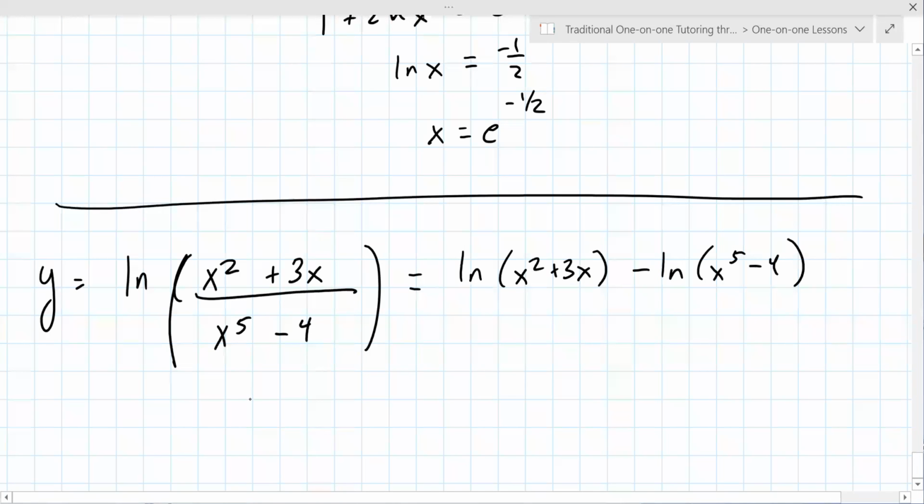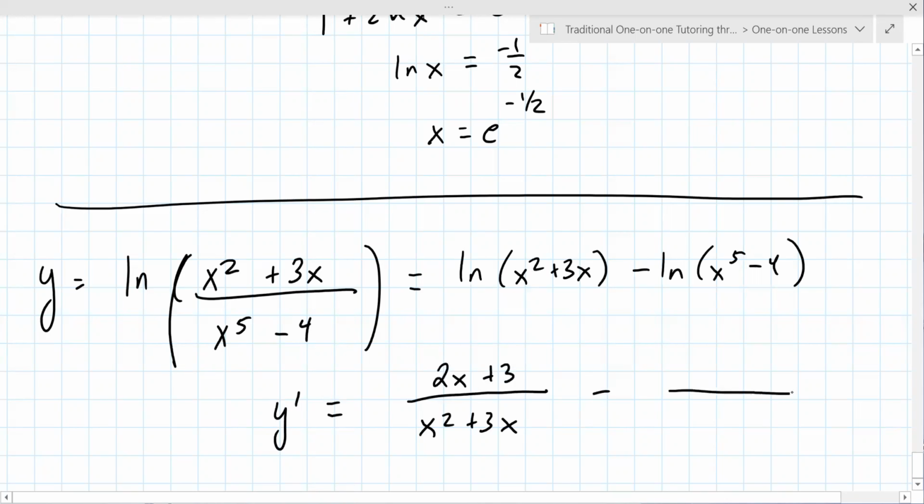And then the derivative is 1 over itself, and then you take the derivative, so 2x plus 3 over itself, minus 5x to the 4th over itself on the bottom. So this is one type of logarithmic differentiation. The one that you're probably more used to seeing is where it gives you something else that I'll show you here shortly. But any questions on this?